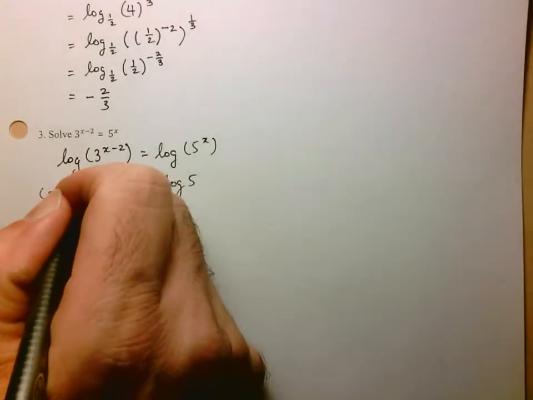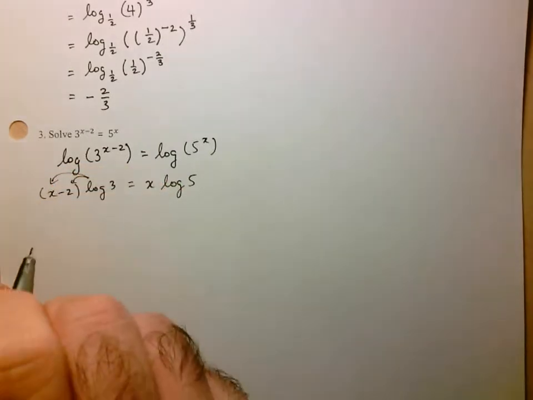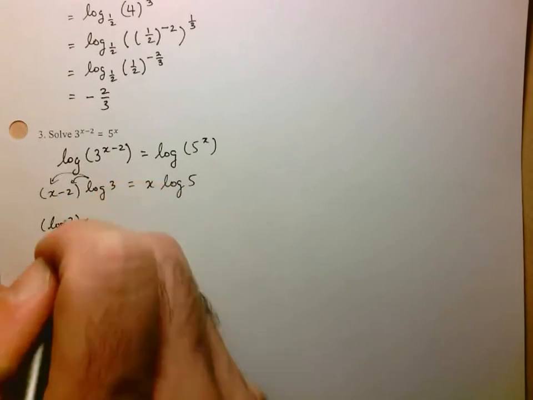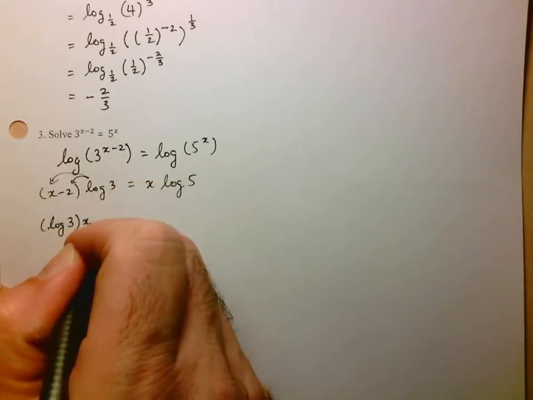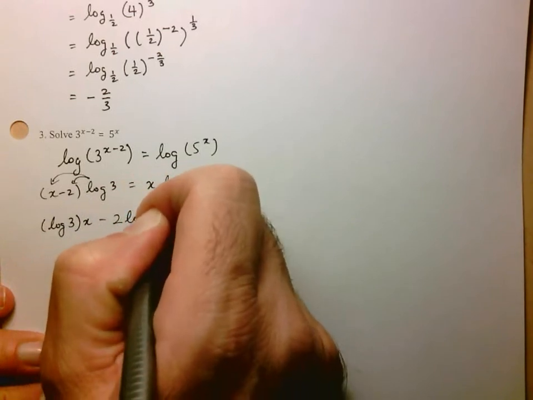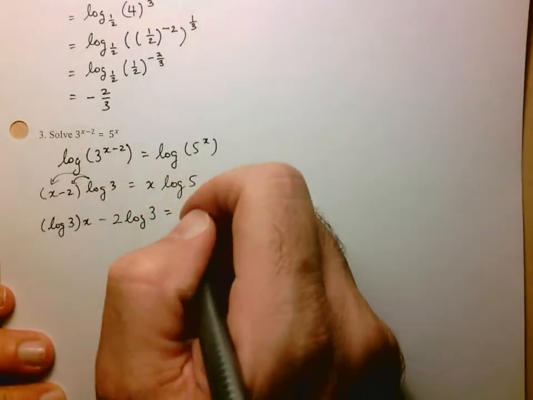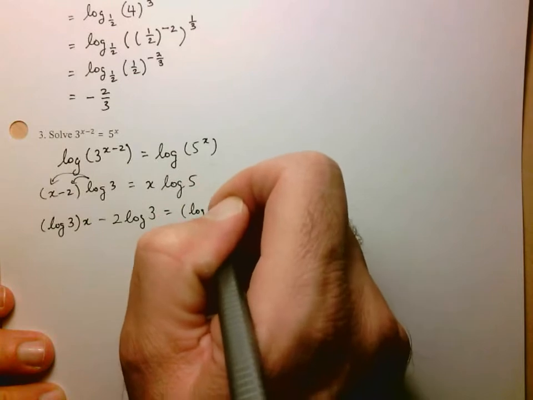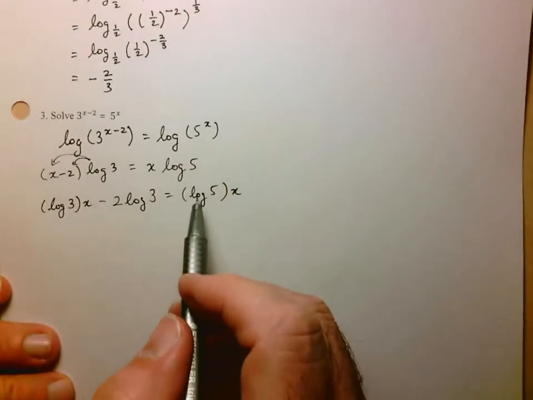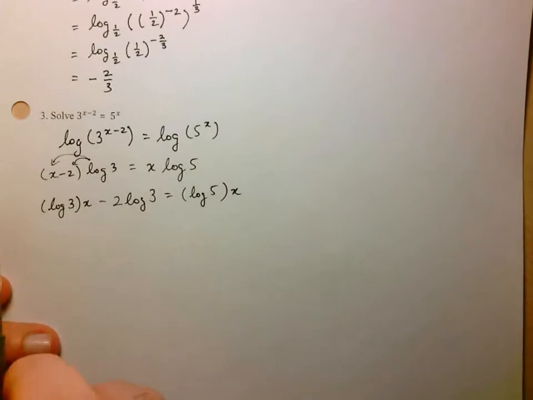So first thing I have to do is distribute the log 3. So I'm going to write this as log 3 times x. So again, log 3 is just a number, just the coefficient of x, minus 2 log 3. And here I'll just rewrite this as log of 5 times x. So we keep that pattern of writing the coefficient in front of the variable.